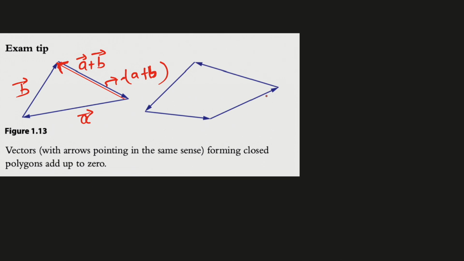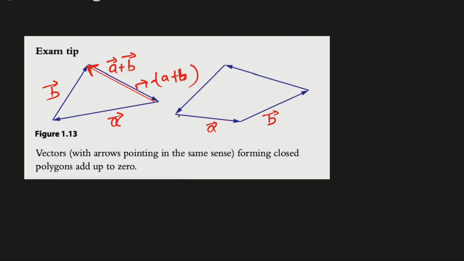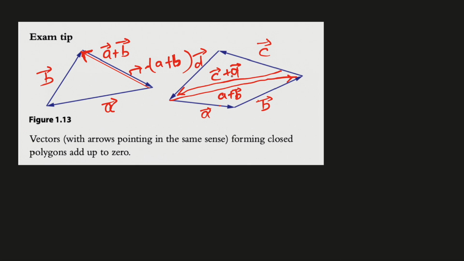Similarly, if you try to make the resultant of these two vectors, let's suppose this is the a vector and this is the b vector, the resultant is from the tail of a to the head of b. This is nothing but a plus b. And suppose these are the c and d vectors, then the resultant is from the tail of c to the head of d. This is c plus d. They are equal and opposite in direction, so they also cancel out.